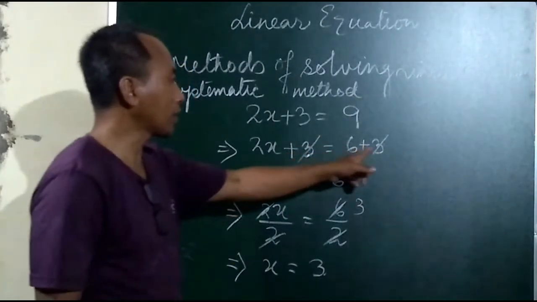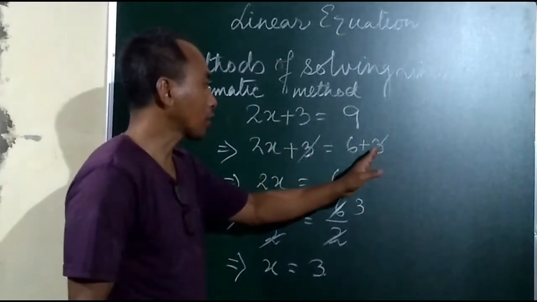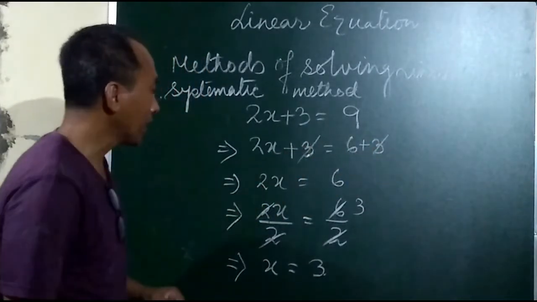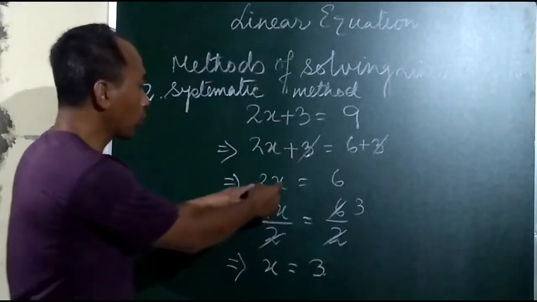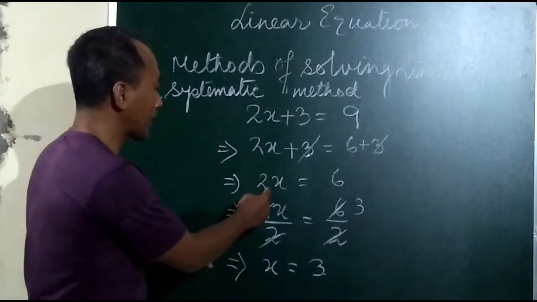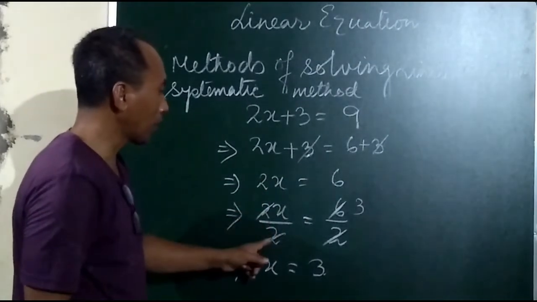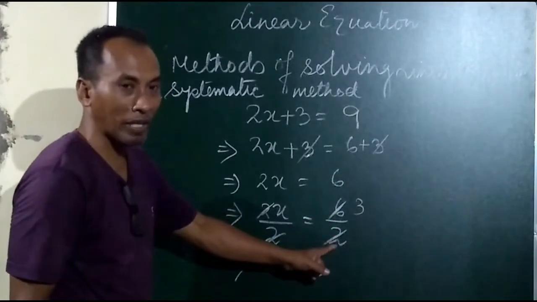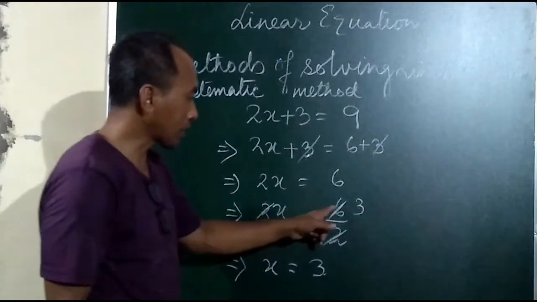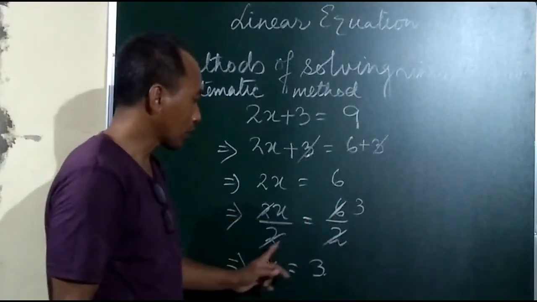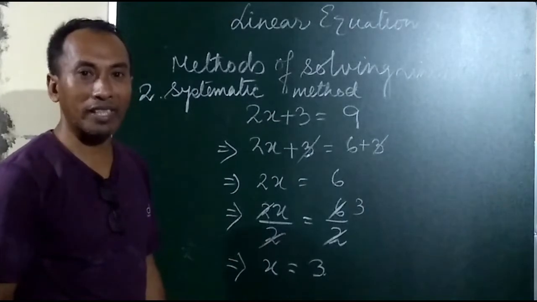Now this 3 and this 3 can be cancelled because this is opposite to this. So here 3 and 3 are cancelled. So we get 2x and 6 here. So to cancel this 2 from 2x, we will have to divide by 2. Since you divide here by 2, here also you have to divide by 2. So 2 and 2 are divided, cancelled. So 6 divided by 2 is 3. So x equals 3. So this method is called the systematic method.